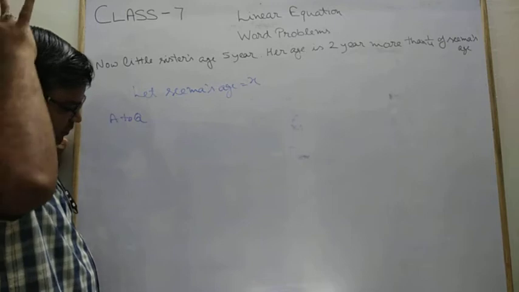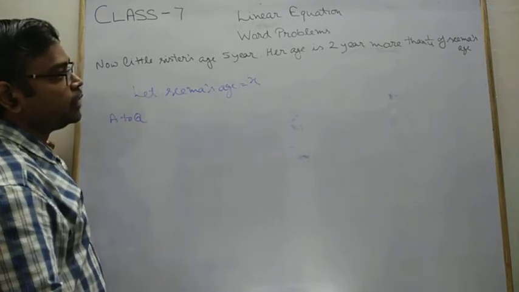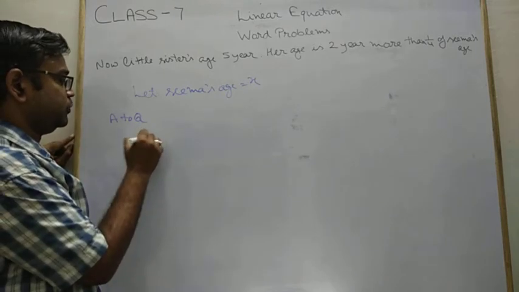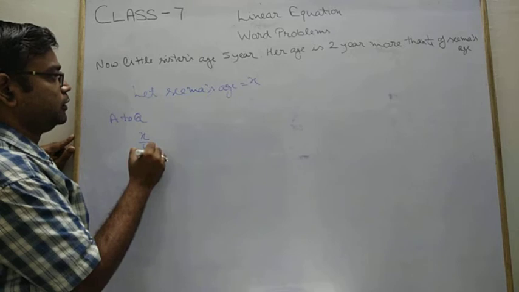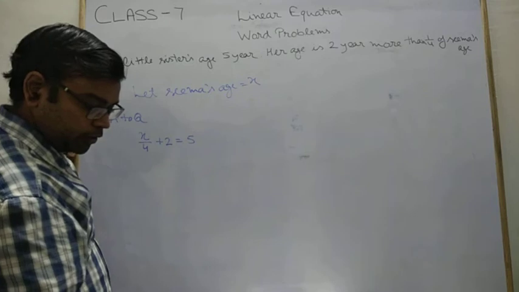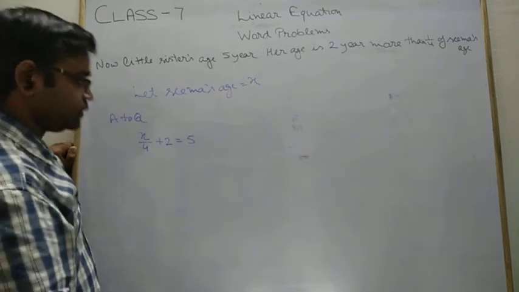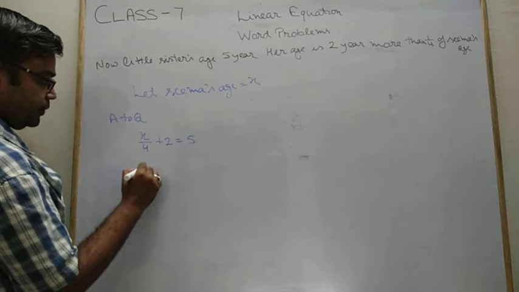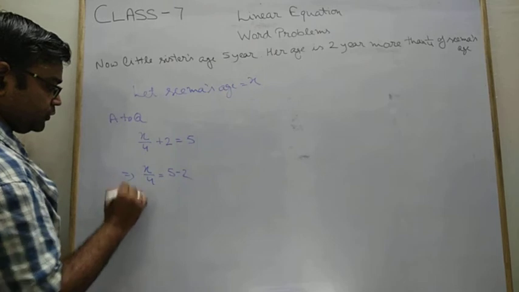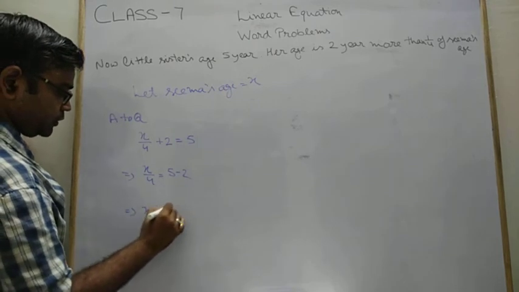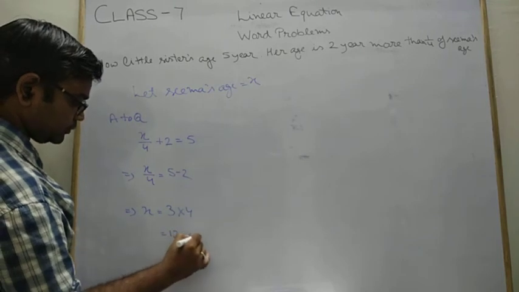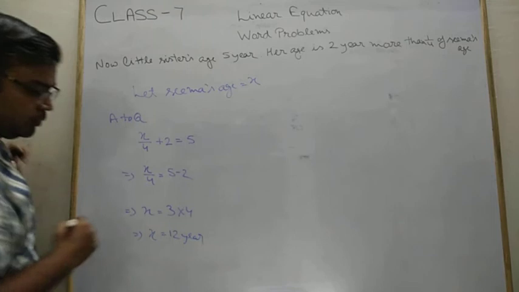According to the question, her age is 2 years more than 1/4 of Seema's age. So 1/4 of Seema's age is x upon 4, plus 2, and this equals 5. You have to find out Seema's age. It's x upon 4 equals 5 minus 2, x equals 3 and 4 comes to this side, 4 times 3 is 12 years. This is your age problem.